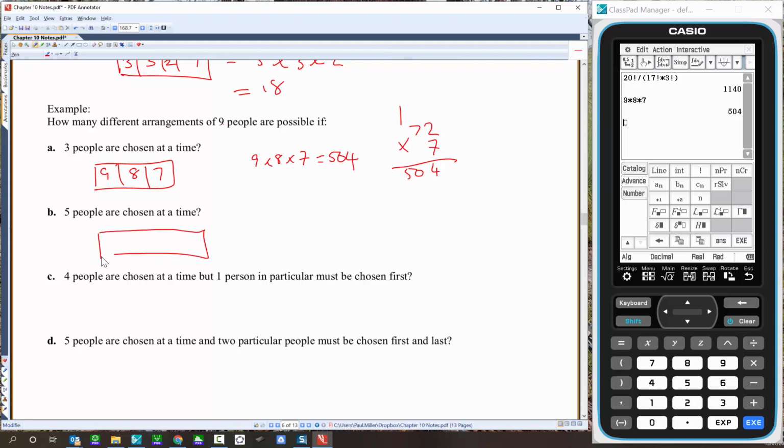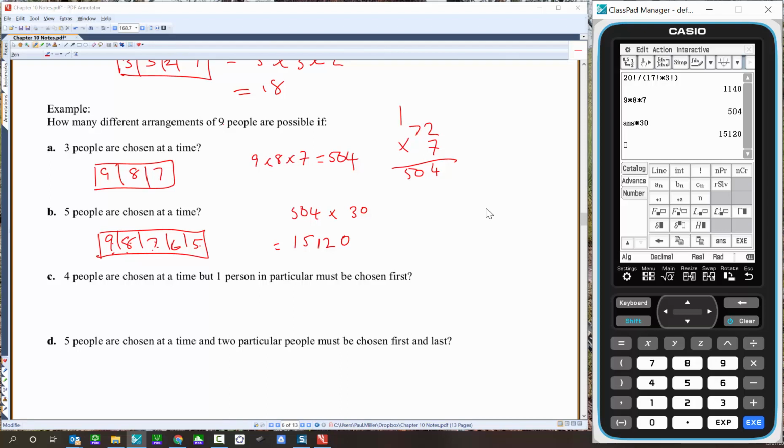5 people are chosen at a time. So we've got 9, 8, 7, 6, 5. All right, so it's going to be 504 multiplied by, so 9 times 8 times 7 I already know. 6 times 5 is 30. What's that going to be? 3 lots of 504 is 1,000, 1,500, 12. With a 0 on the end, I think. 504 times 30. 15120. Yeah, cool.